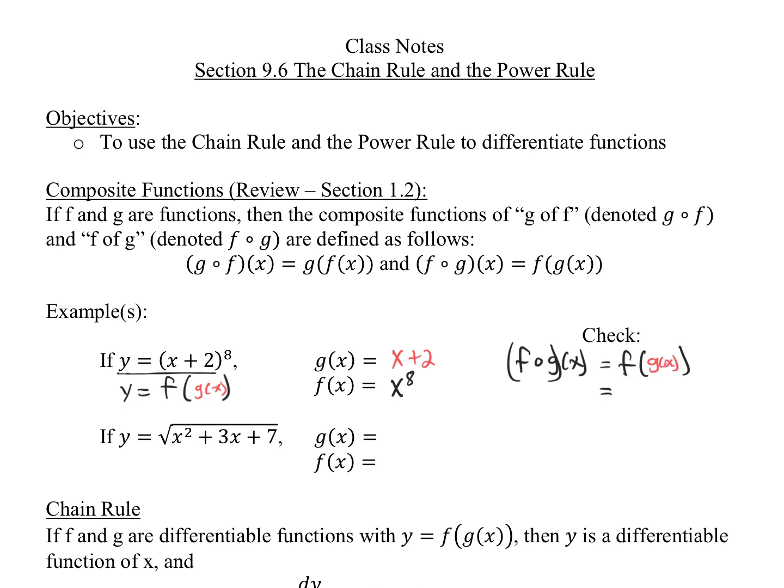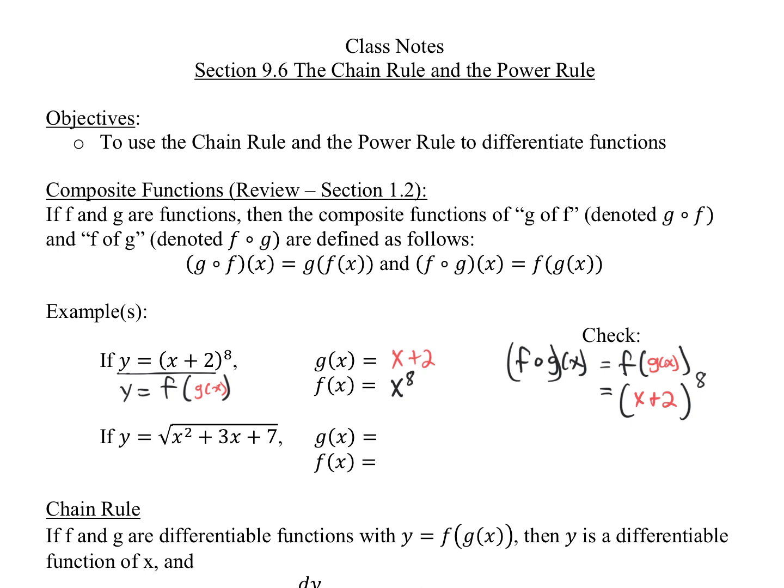So f was x to the 8th, and this notation just says put the entire g function into f, so we're going to put the entire g function into f. What we would see is x plus 2 as the inside part, being raised up to the 8th. And this is what the original function was. So we have correctly decomposed that original function into two component functions.